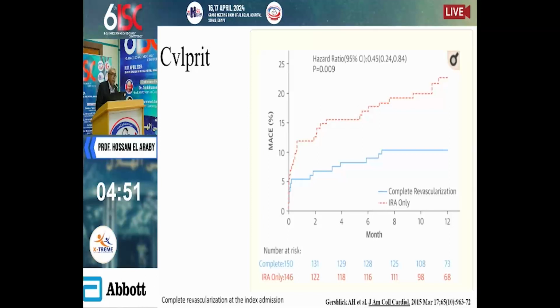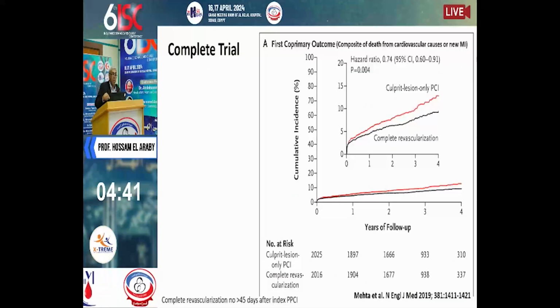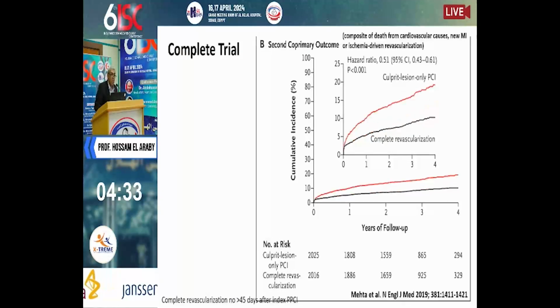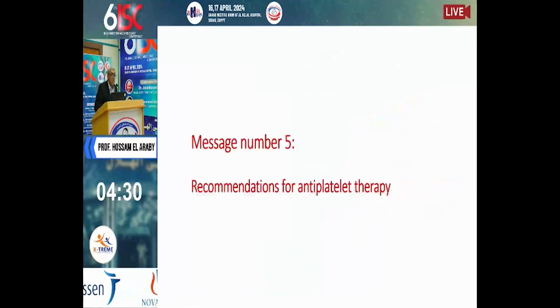culprit only, and this made the European guidelines recommend the completion of revascularization in a staged approach within the same hospital admission in the previous guidelines as class 2A. And then the COMPLETE trial, which showed better outcome with complete revascularization within 45 days, and this is the current recommendation, that is class 1 indication.